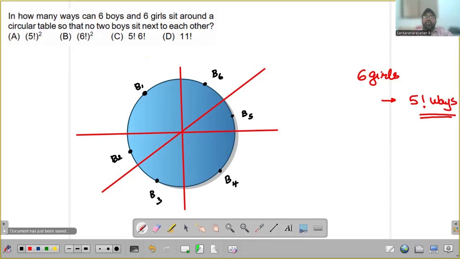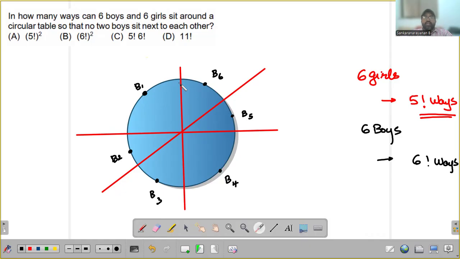Got it? So you can see that when it comes to arranging the boys, there are 6 seats, 1, 2, 3, 4, 5, 6, or 6 positions. So these 6 boys can altogether be arranged in 6 factorial ways. Okay. Because these 6 seats are available.